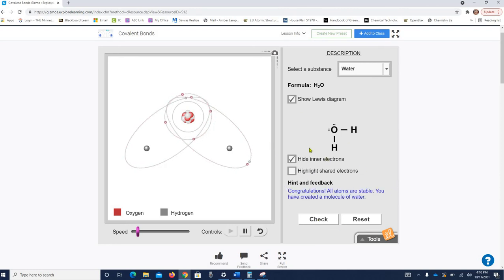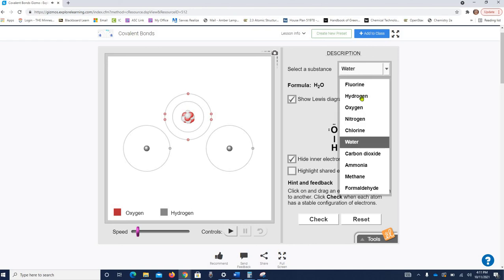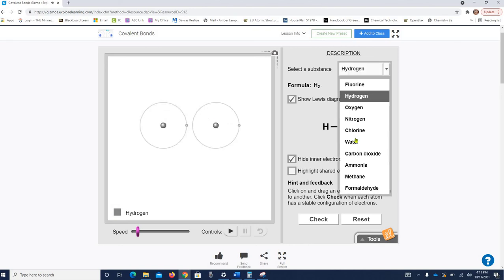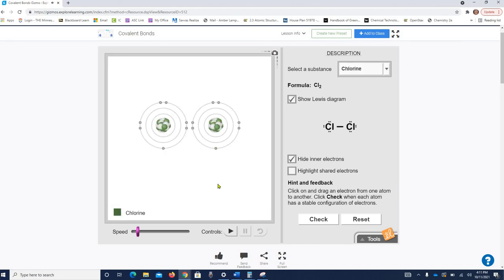Now when you take a picture of this as your screenshot, I want the whole thing included. So you're going to want to take a screenshot of your model here, the substance you did, the Lewis diagram, as well as this feedback. And that's going to be what I need in order to give you that full credit. Now when you're ready to do a different element or compound, you hit pause and then reset, and that'll bring you back to the starting point where you can then select different substances based on what you want to do.